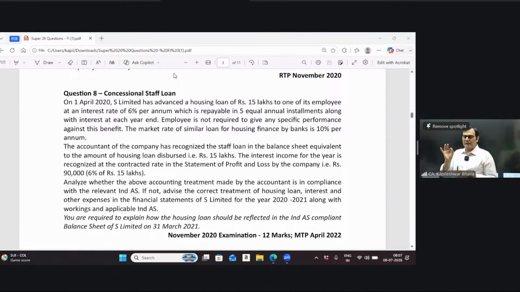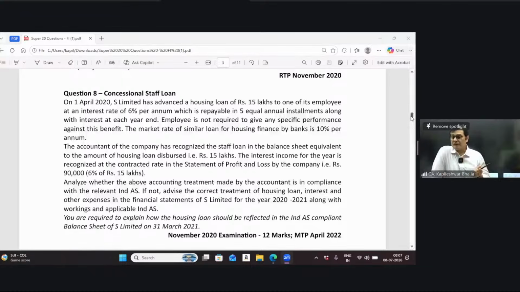It says that we are going to make a payment in 5 equal installments with interest at the end of the year. So is he talking of 5 equal principal repayments, or is he talking of 5 equated installments? Because the word is very clear, along with. Along with means together, that means something which is plus. And that's right, it is supposed to be 5 equal principal repayments, and then we'll add the interest on a separate basis. Correct. And then it says that the employee is not required to give any specific performance against the benefit.